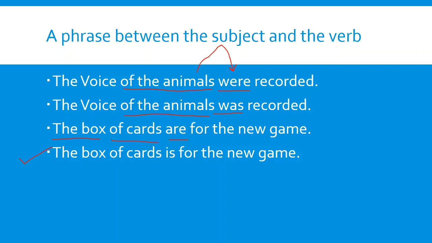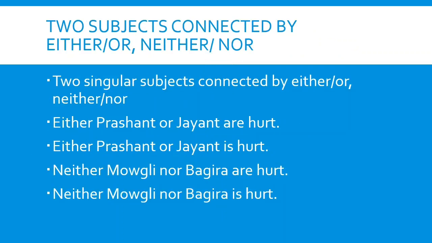Then only you can use the correct verb, singular or plural. Now this is going to be interesting for you, dear students. Now look at the rule. If there are two singular subjects that are connected by either-or or neither-nor, what will you do? Now I want you to think which one of the two is correct.